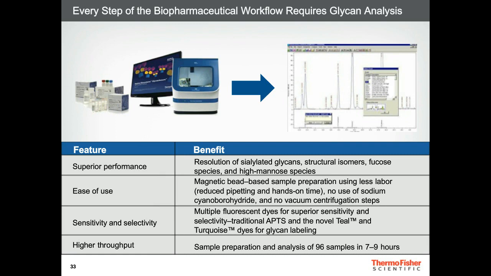In comparison to traditional glycan analysis methods, Glycan Assure system is able to process and finish CE analysis of 96 samples in one work day, which is 7 to 9 hours, and does not require any vacuum centrifugation or toxic sodium cyanoborohydride. The amount of hands-on time is less than 3 hours, while the data analysis takes less than 1 hour to perform the analysis of 96 samples.